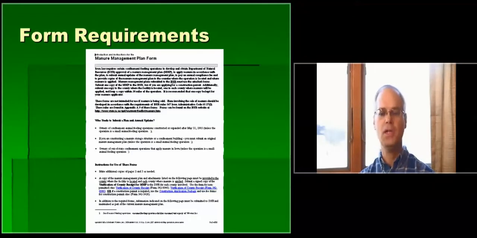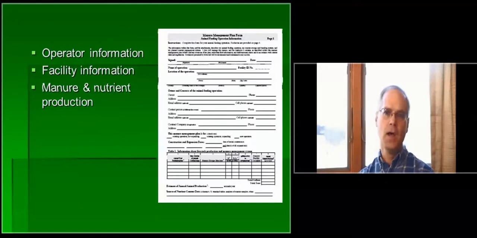But this is the cover page for it. It gives you some basic instructions. I'm not going to spend a lot of time on that. The first page you're going to work with on the worksheet, and then for your own crop management plan for your farm, is this page here. This is basically facility information, manure and nutrient production information. Again, this is available in Excel.